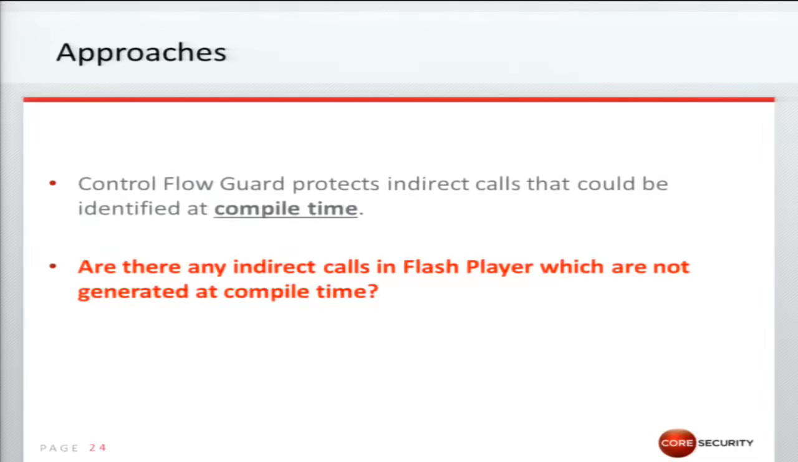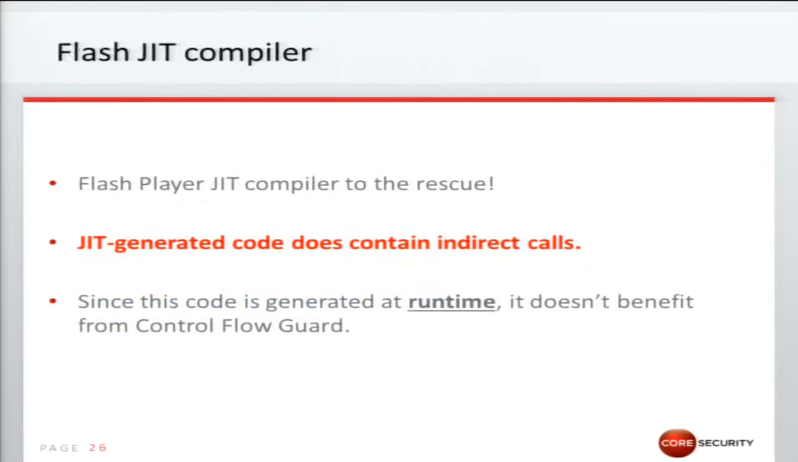So, as I said before, when describing it, Control Flow Guard protects indirect calls that could be identified at compile time. So the question here is, are there any indirect calls in Flash Player which are not generated at compile time? And the answer is, yes, there are. So here comes the just-in-time compiler of Flash to the rescue. The code generated by the just-in-time compiler of Flash does contain indirect calls. And since this code is generated at runtime, it is not protected by Control Flow Guard.